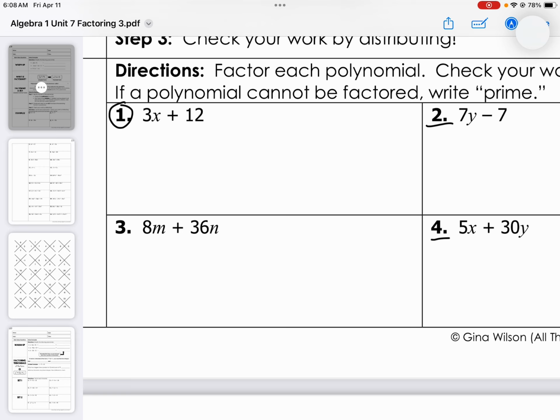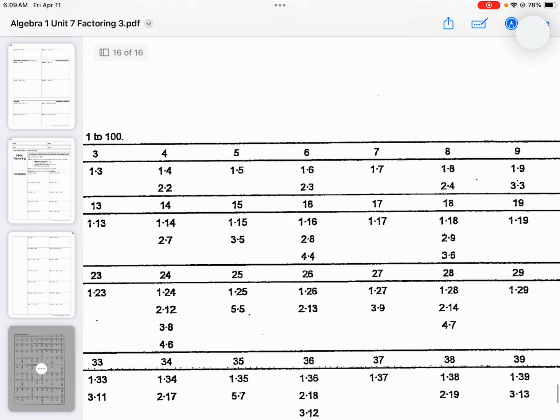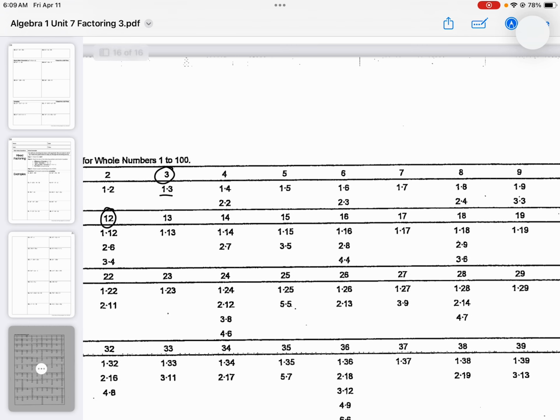First thing that I want to do is try to find whatever factors that these two terms would have in common. So the way I can do that is if I go to the very last page of my packet, or you should have a loose copy of this as well, I'm going to be looking for 3 and for 12. So if I find 3 and I find 12, here's a list of all the numbers that I can multiply together to get 3 and 12. And I'm going to write those on the problem underneath these numbers. So 3, I can multiply 1 times 3, and that's really the only option. Or I could do 3 times 1, but it's 1 and 3.